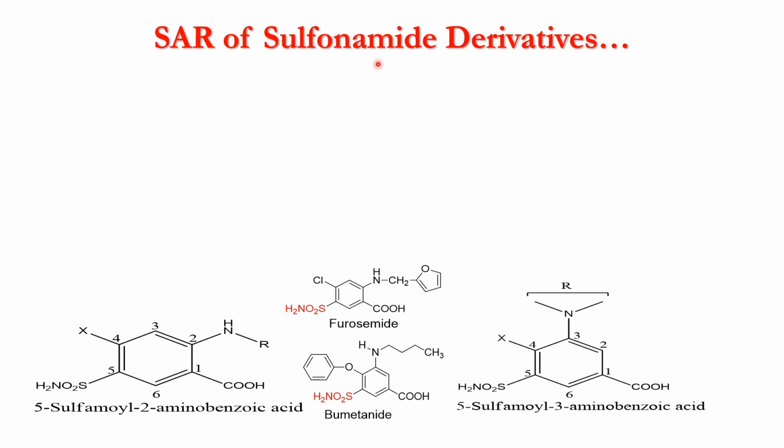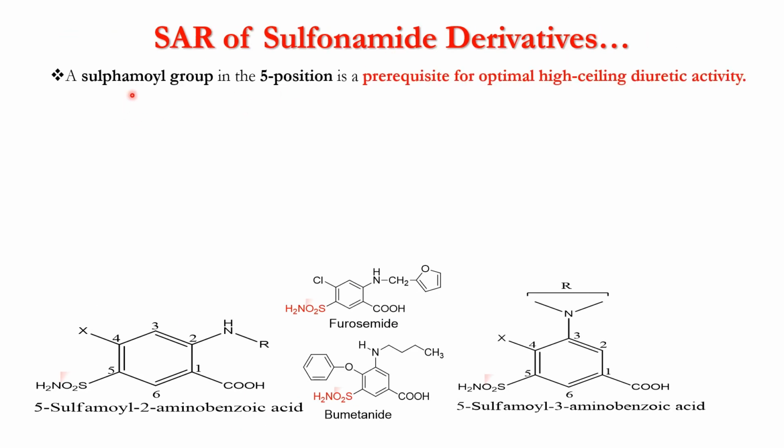This is another SAR of sulfonamide derivatives. We come to the sulfonyl group, which is found at position 5. As you have seen, all of the molecules contain a free sulfonyl group substituted at position 5. This is a prerequisite for optimal high-ceiling diuretics. So the sulfonyl group should be free, unsubstituted, for optimizing the activity of loop diuretics.